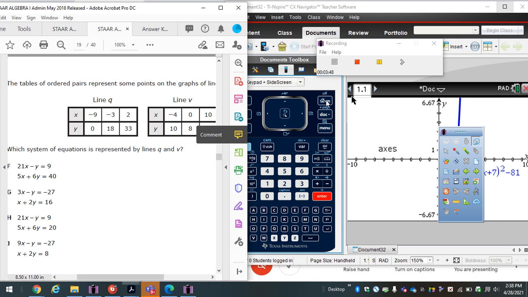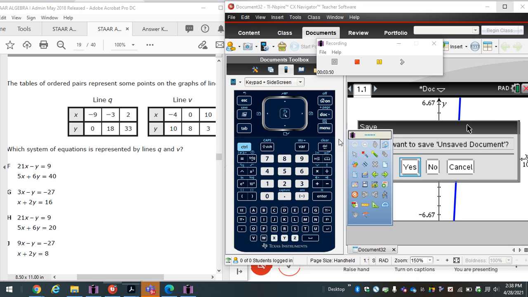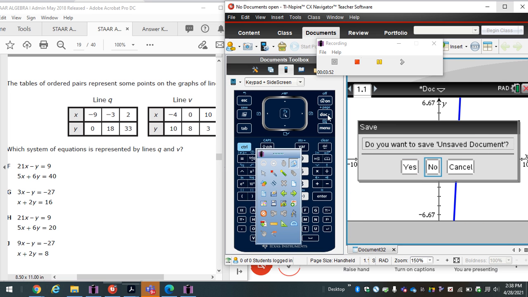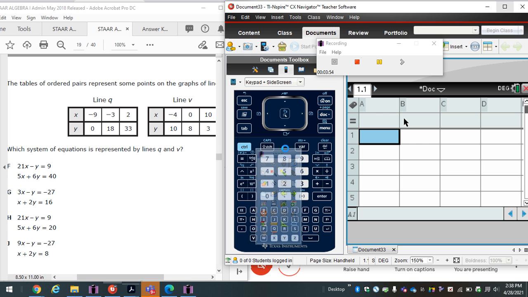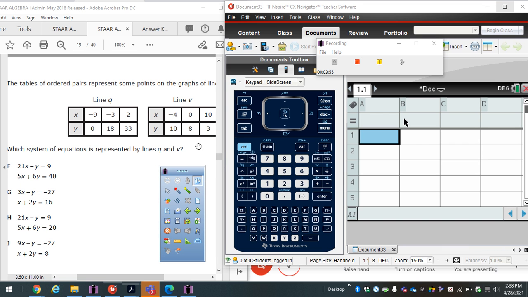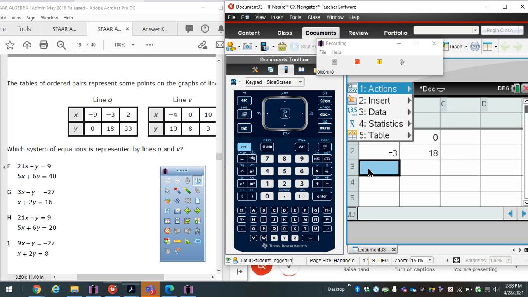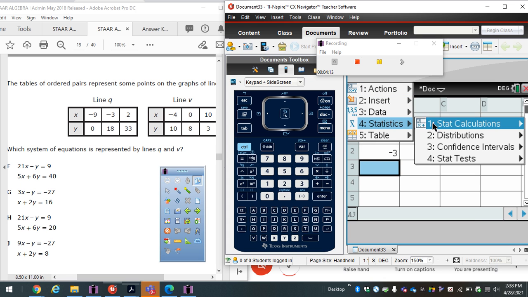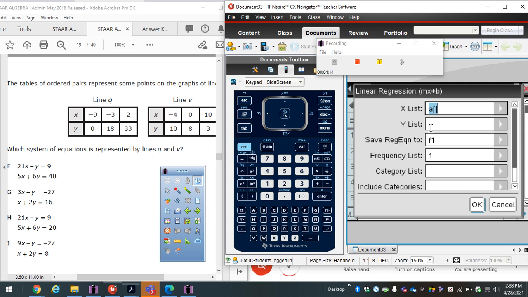Let's put this over here. Turn the calculator, new document. No, I don't want to save it. List and spreadsheets. 0, oh, my bad, -9, 0, -3, 18. Come back over here, go to menu, ooh, my bad, menu, 4, 1, 3. And we'll go ahead to B, control this.